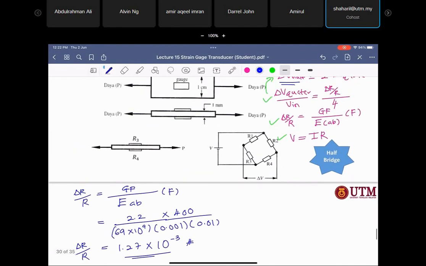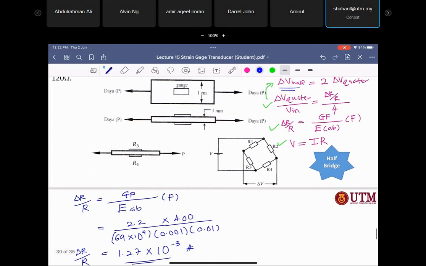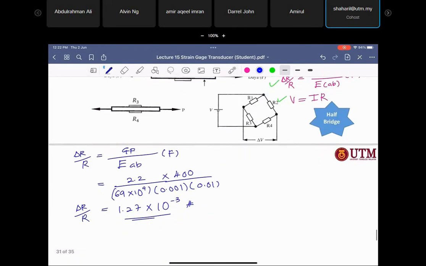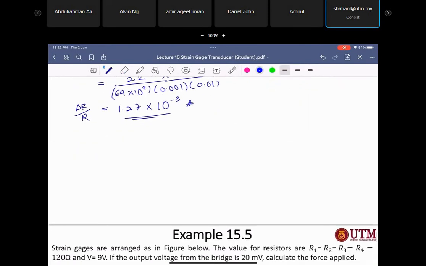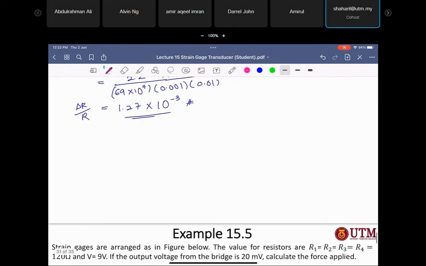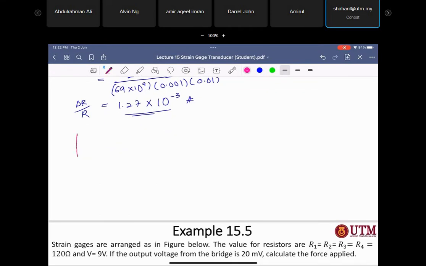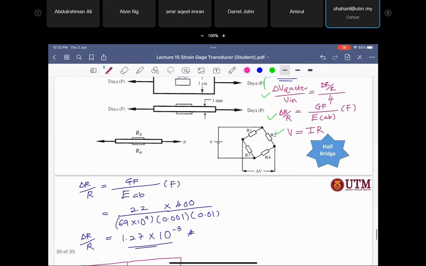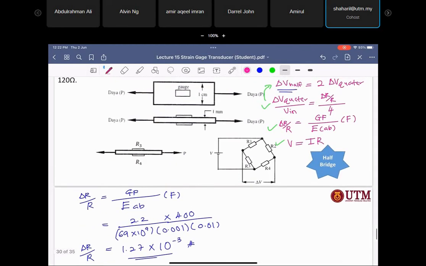After this, we're going to find the delta V quarter. But before that, let's find the V in first. Okay. So in order to find the V in, we can draw again the Wheatstone bridge. So this is the Wheatstone bridge that contains the four resistors, right? Which is the two strain gauge, actually the four strain gauge, right?